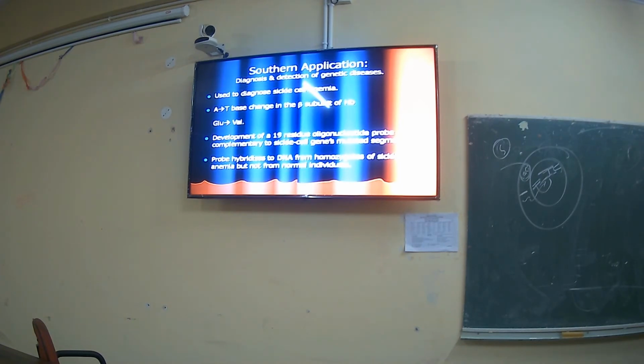Any more examples in which the Southern blot will be used? Alzheimer. What happened in Alzheimer?